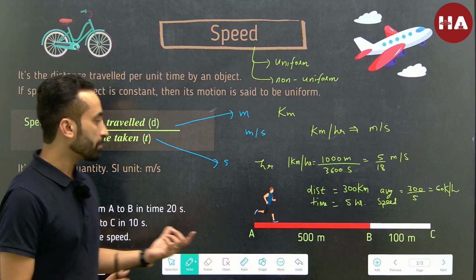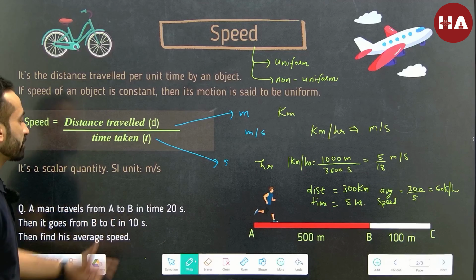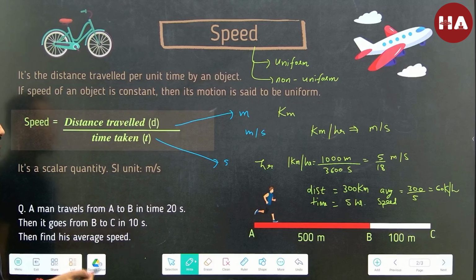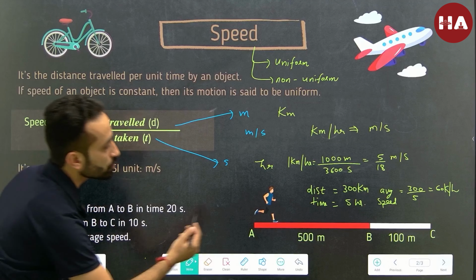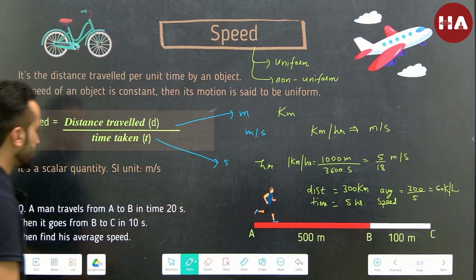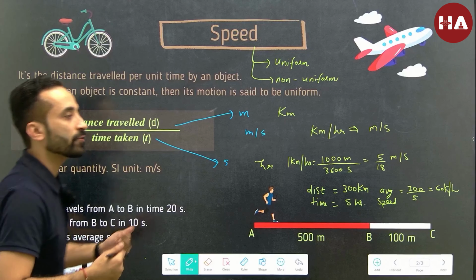What is this example? A man travels from A to B in time 20 seconds, and then from B to C in time 10 seconds, and we have to find the average speed.